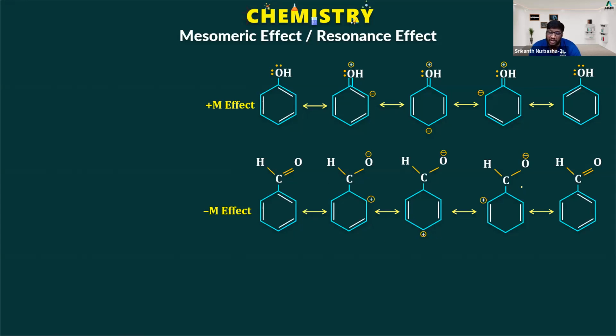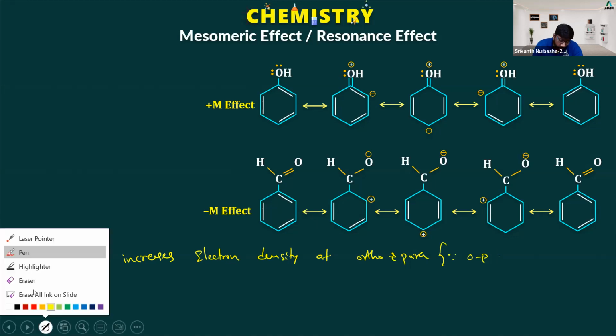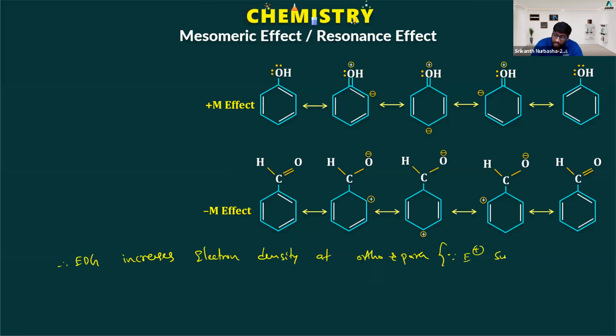So based on this, I can also comment on electrophilic substitution reactions of benzene and derivatives. If you have an electron donating group, it increases electron density at ortho and para. So therefore they are ortho para directors, and therefore the electrophile gets substituted at ortho and para positions.